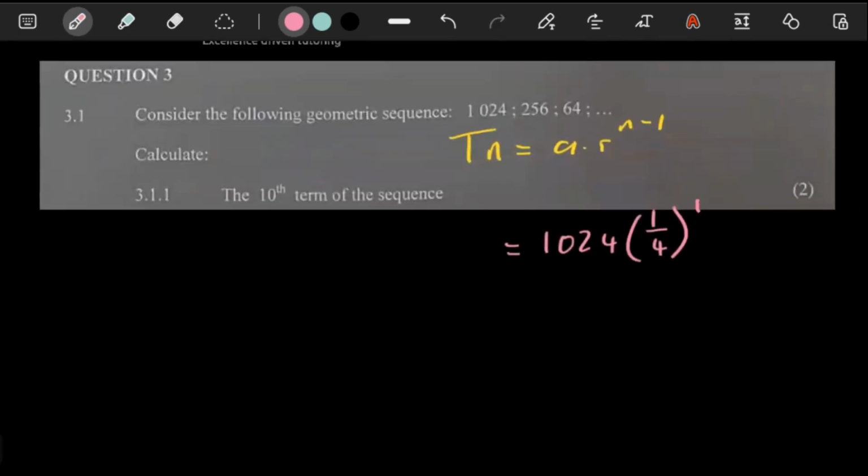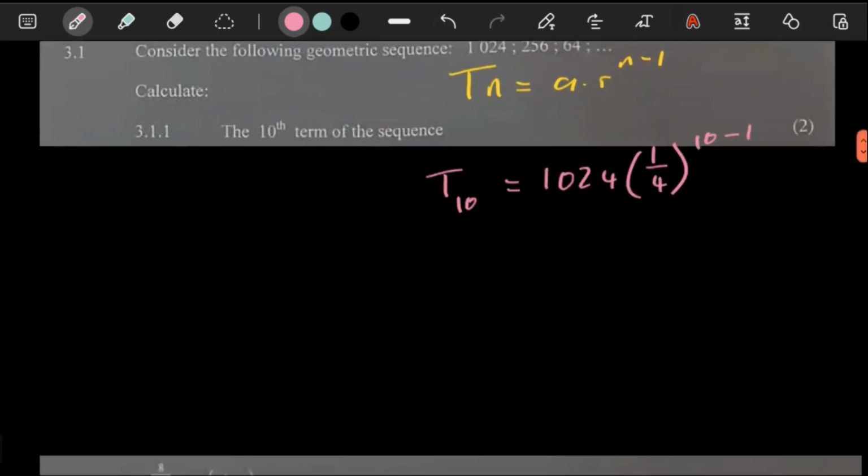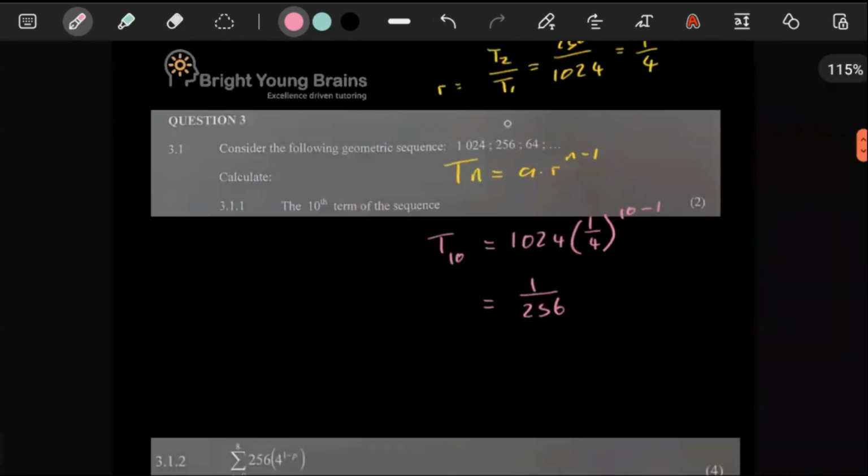What is n? n is 10. So we're looking for the 10th term, that's why we made n a 10 there. We have A and we have the value of r, so we can just put this into our calculator. This formula is on your formula sheet, so you must know what it is used for, otherwise it's going to be a problem. So this is 1 over 256, which makes sense because these are just getting lower and lower.